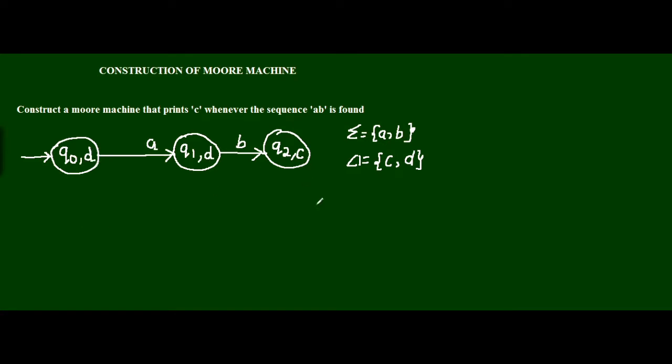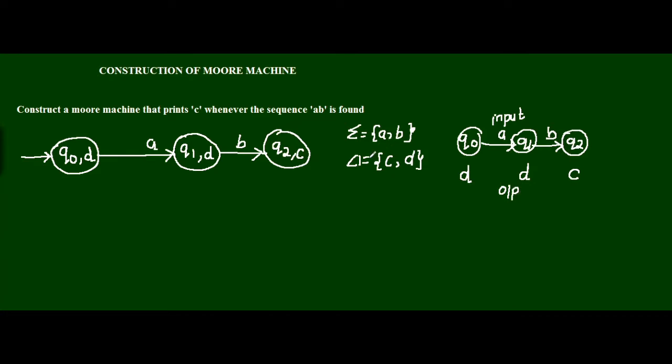Now let me check this. Q0, and the output for this Q0 is D. If the input is A, the next state is Q1, and the output for this Q1 is D. The next input is B. From Q1, if the input is B, the next state is Q2, and the output for this Q2 is C. In the question, whenever we find the sequence AB, we should get the output C. So this is the input, and in the output I am getting one C because there is only one AB.